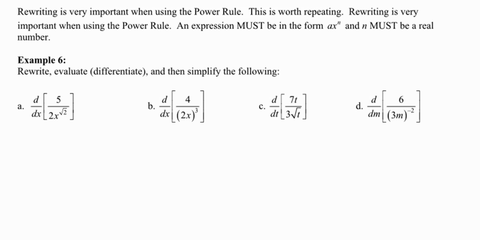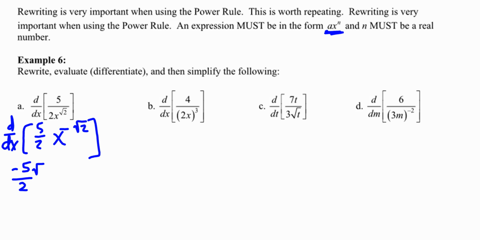Rewriting is really important if you want to use the power rule, okay? Rewriting is very important if you want to use the power rule. It has to be in this kind of form, and n has to be a real number. So let's rewrite these. So we have 5 halves, x to the negative square root of 2. Now it's in that form, ax to the n power. So now we are going to multiply. So we get negative 5 halves times the square root of 2 times x to the negative square root of 2 minus 1. There we go. Nothing wrong with that.